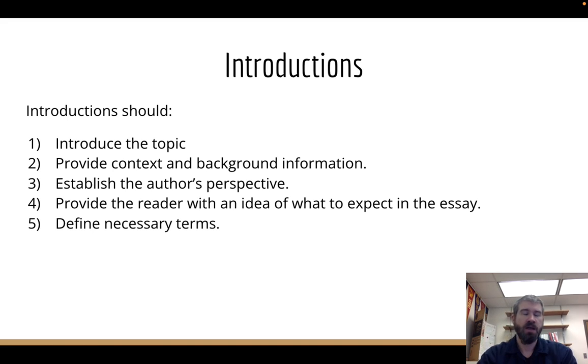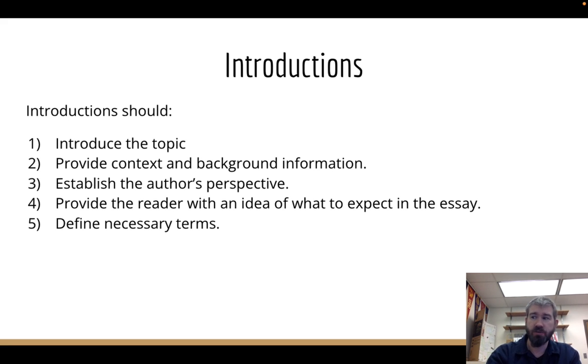So again, something that's maybe less necessary, more situational, is defining necessary terms. So, again, if there's some sort of technical term or jargon that you need to use in your introduction or that you need to make sure your reader knows, then you would include it in your intro.